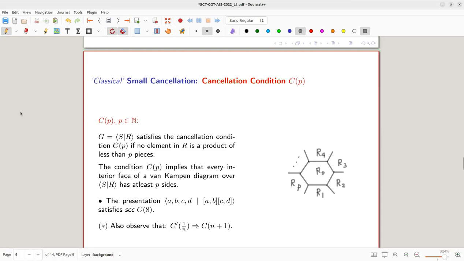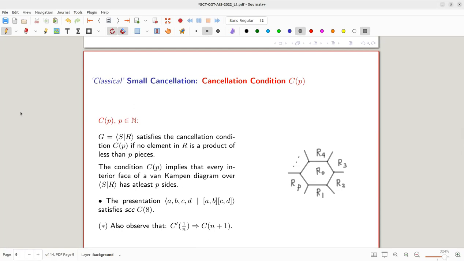So one is called CP. It's more of a combinatorial condition. So what does it say? It says that if you have a presentation like this, ⟨S | R⟩, then the presentation satisfies the condition CP if no element from that symmetrized set of relators is a product of less than p pieces.